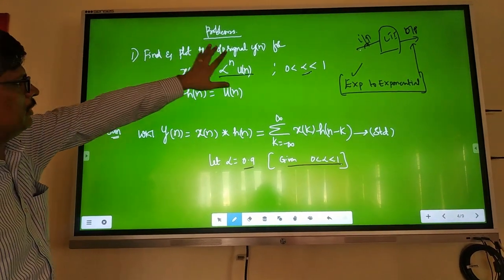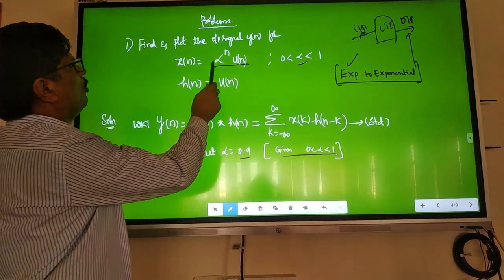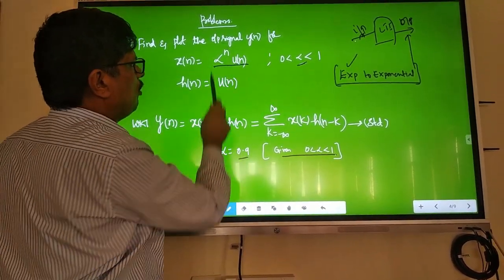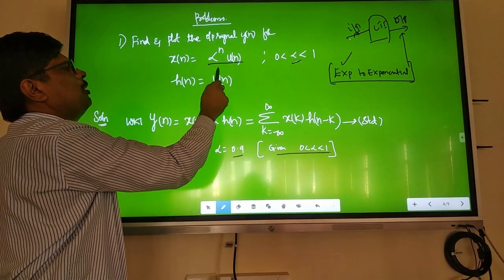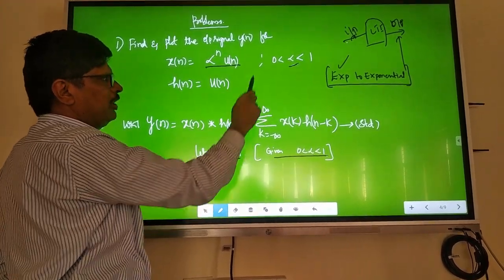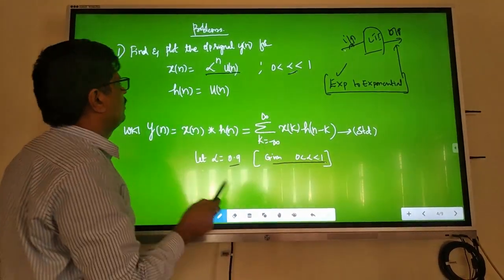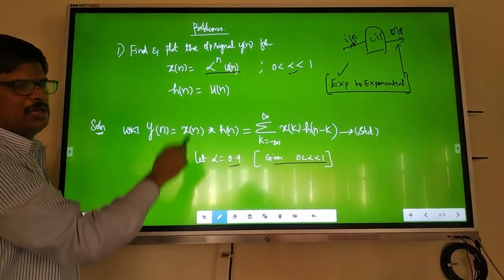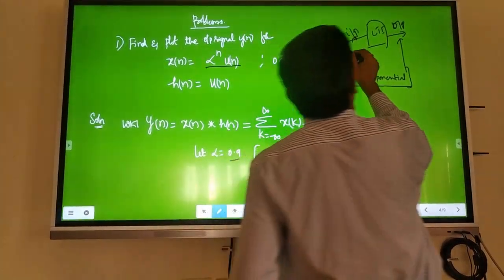Now this is the problem. Find and plot the output signal y of n for x of n equal to alpha to the power n into u of n. This is the exponential input. Alpha to the power n is the exponential. u of n is your step function. You know it, u of n is equal to 1 for n greater than or equal to 0, the right side of the function. Then h of n is equal to u of n. That is, the second signal is h of n.